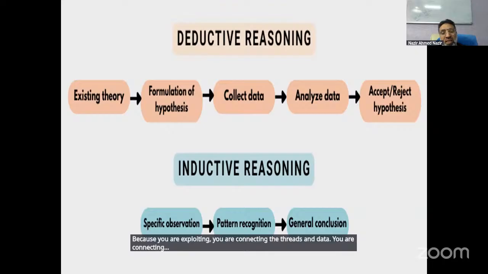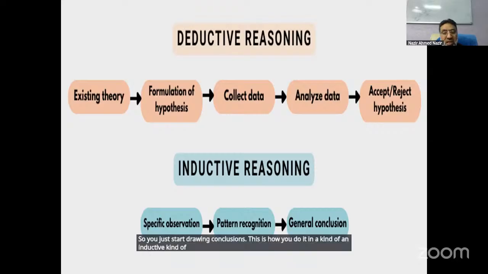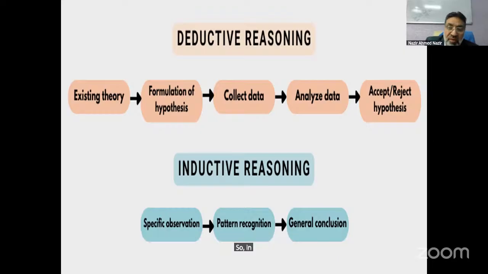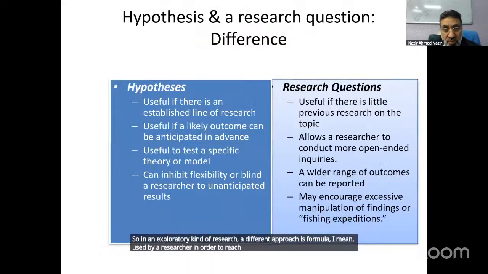So what you do is that next time, again, if you take food outside and it's a very spicy one, and again your stomach upsets, you feel there is some connection. So you start drawing conclusions. This is how you do it in inductive reasoning or research. You don't reach a conclusion right at the very first place. It takes you time. So in an exploratory kind of research, a different approach is used by a researcher in order to reach a general conclusion.